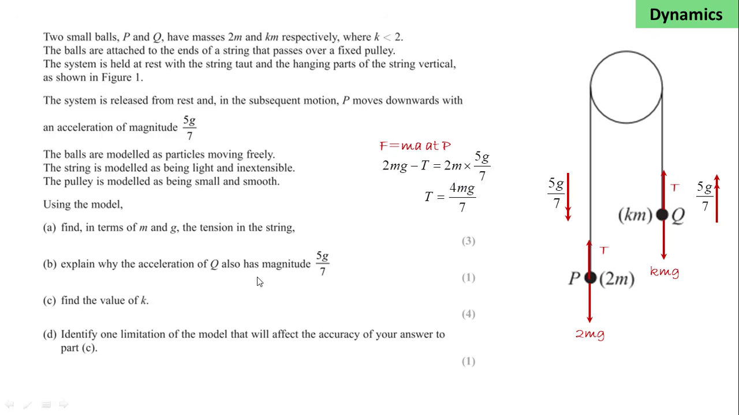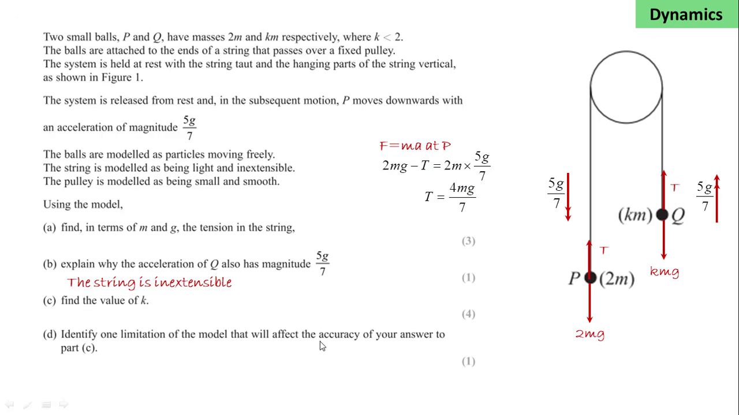We're then asked to explain why Q also has an acceleration of magnitude 5g over 7. This is because the string is inextensible. So the displacement of Q up equals the displacement of P down. The velocity of Q up equals the velocity of P down at any point in time. And similarly, the acceleration of Q up equals the acceleration of P down.